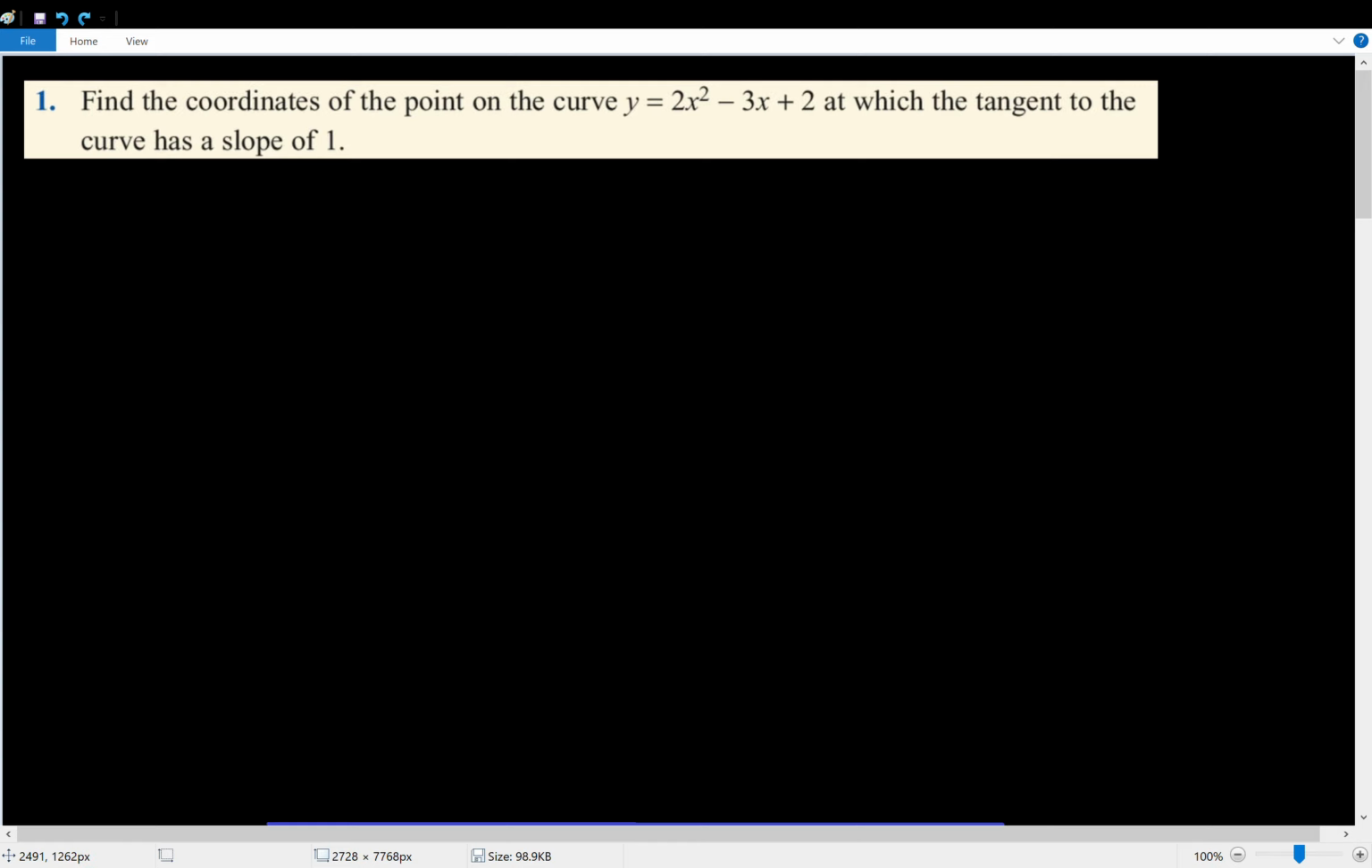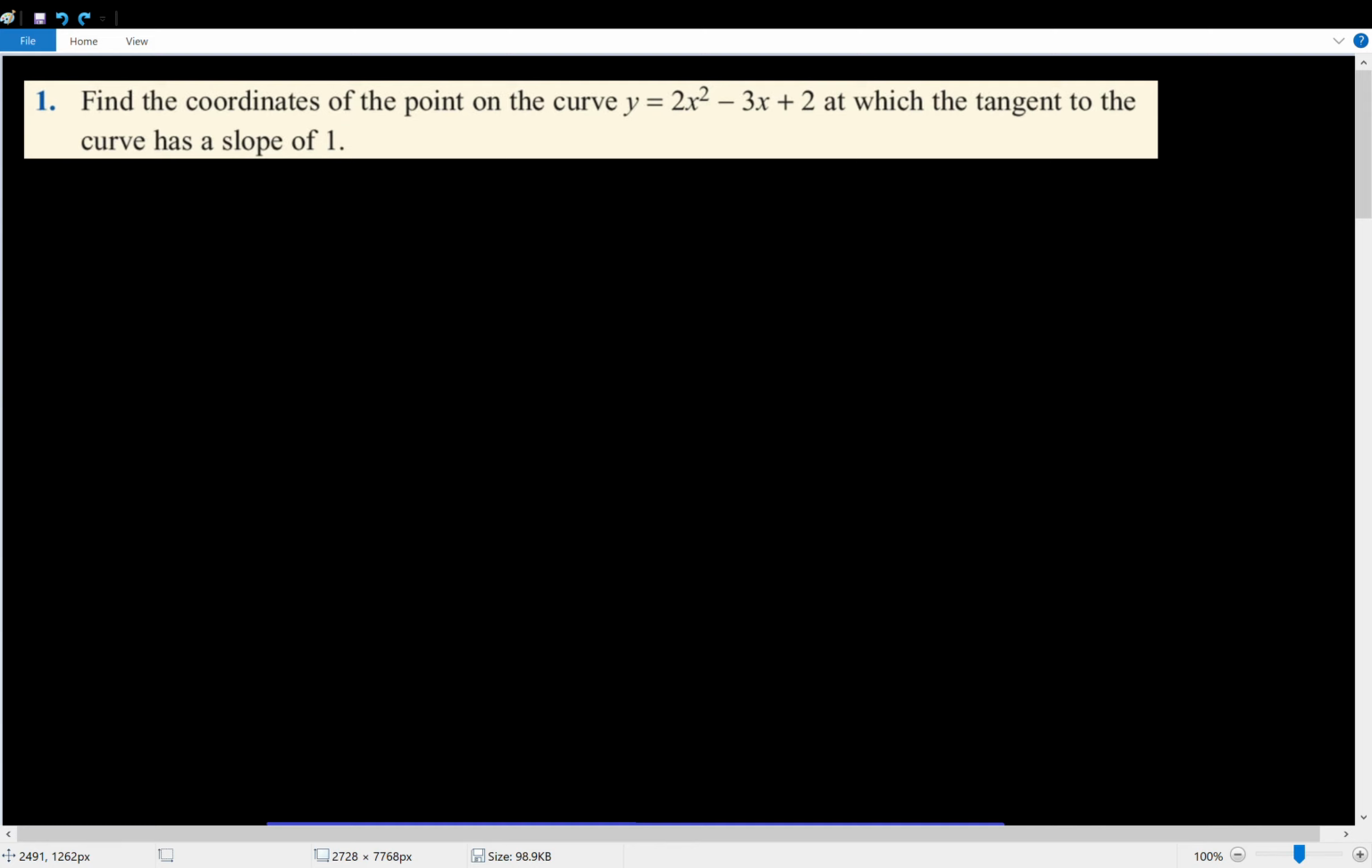This is questions 1, 3 and 5 in exercise 8.5 in New Concise Project Maths 3a. We've to find the coordinates of the point on the curve y equals 2x squared minus 3x plus 2 at which the tangent to the curve has a slope of 1.